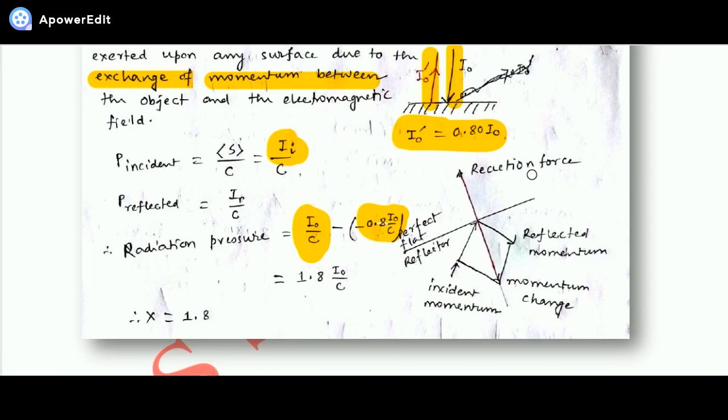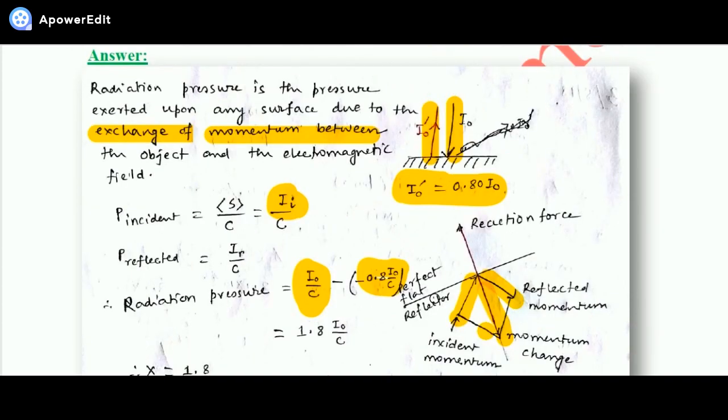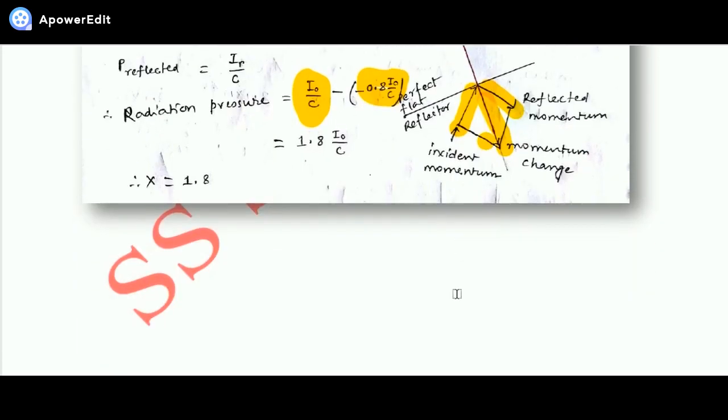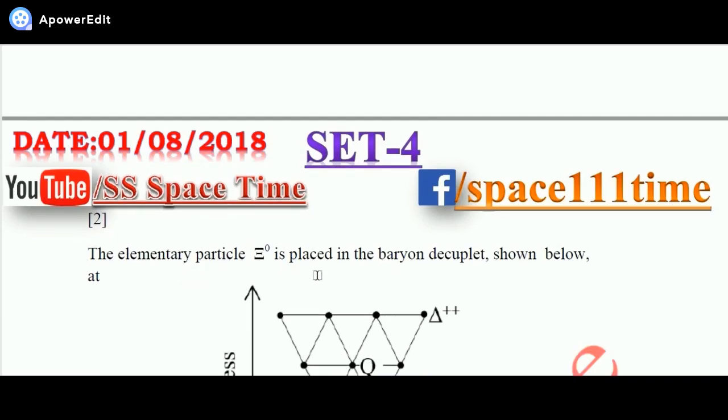For convenience, to understand it easily, I have shown it like this. This is the incident momentum, this is the reflected momentum, and this is the change in momentum. These are two vector quantities, incident momentum and reflected momentum, and the change in momentum gives what we call force, and force per unit area gives you the pressure. Okay, so let's move on to the second question.